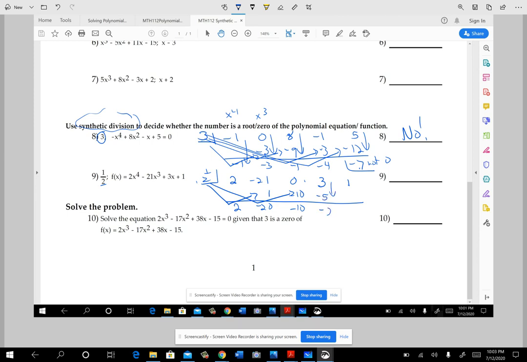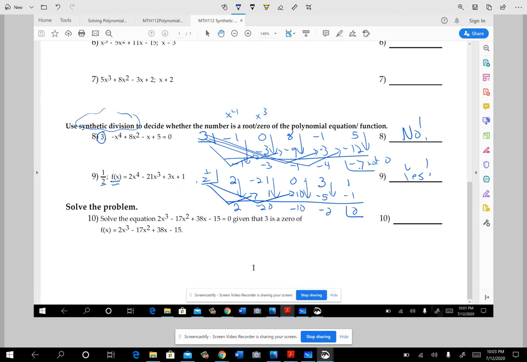Okay, and I add straight down. These get added as you go straight down. And then 1/2 of -2 is -1. And that time I did get a 0. So yes, 1/2 is a root. Actually, 1/2 is a 0, and I would use the term 0 for the function. And 3 is a root of that polynomial equation. Okay.